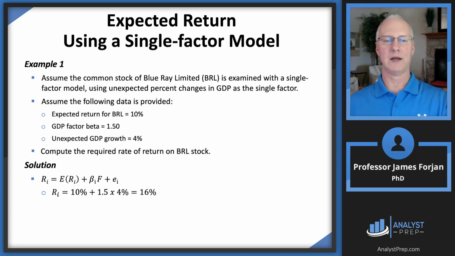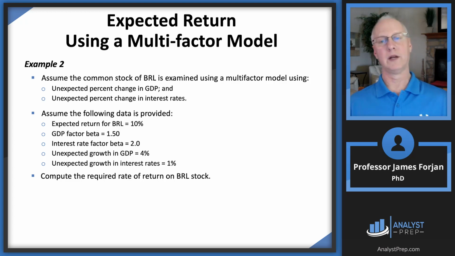And by the way, that little e sub i there, that's an error term. That's a disturbance term from regression models, and that has an expected value of 0. And we'll just assume that that's 0 in this model. How about if we include another factor?